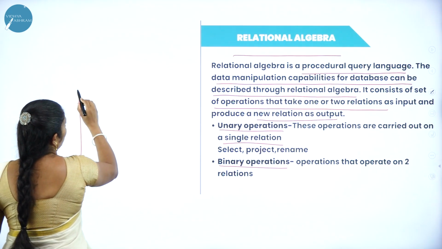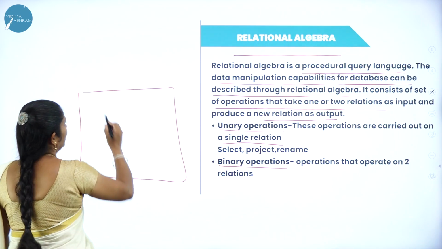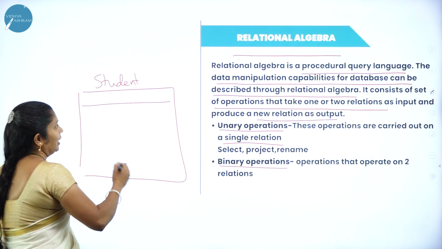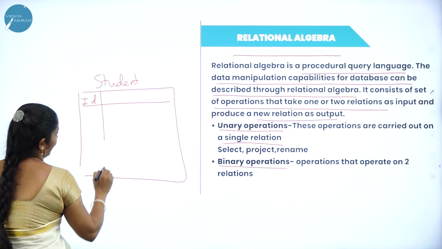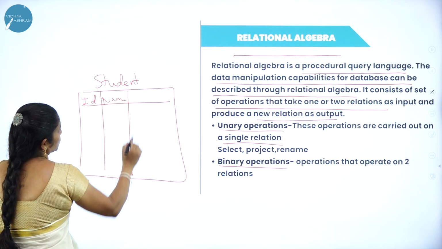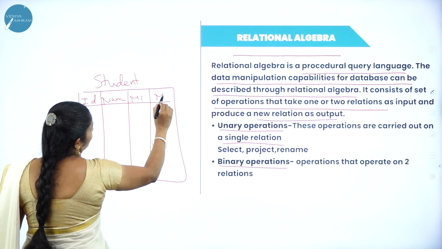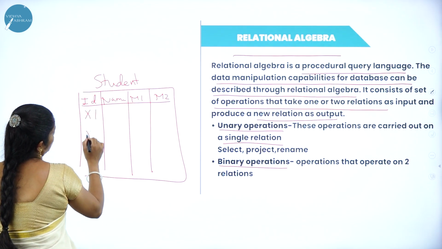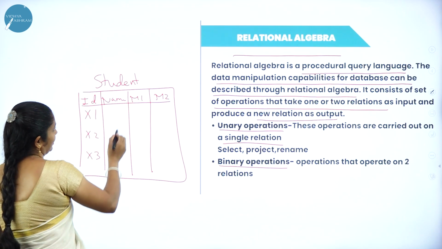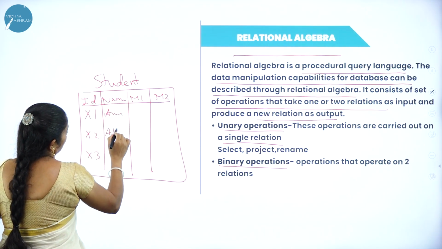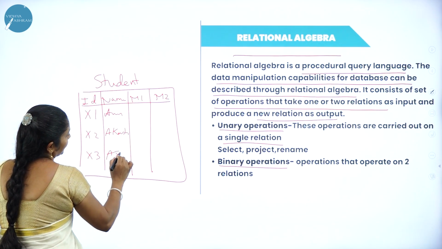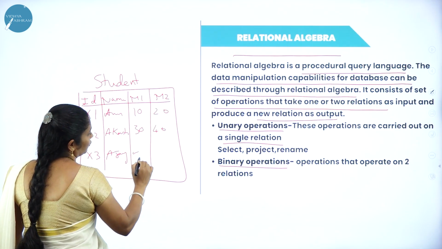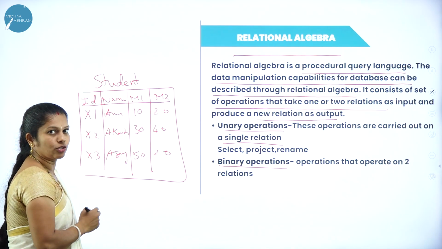For example, consider one table, that is a relation. The relation name, that is the table name, is student. Consider the table name is student. In this we have a few attributes like student ID, name, marks 1 as well as marks 2. Consider these are the attributes on this table. Here for ID I am going to take x1, x2 as well as x3. And for the name I am going to take Anu, Akash, Ajay. Consider these are the names. Marks 10, 20, 30, 40, 50 and then 20. Consider these are the values on the table.